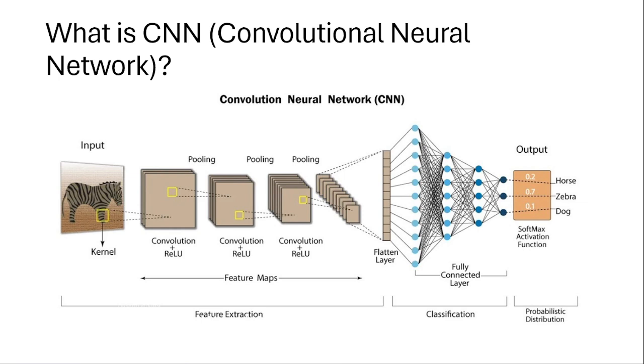Now, in this project, we're going to use a convolutional neural network to be able to predict if an image is Alzheimer's or normal. And why is this important?